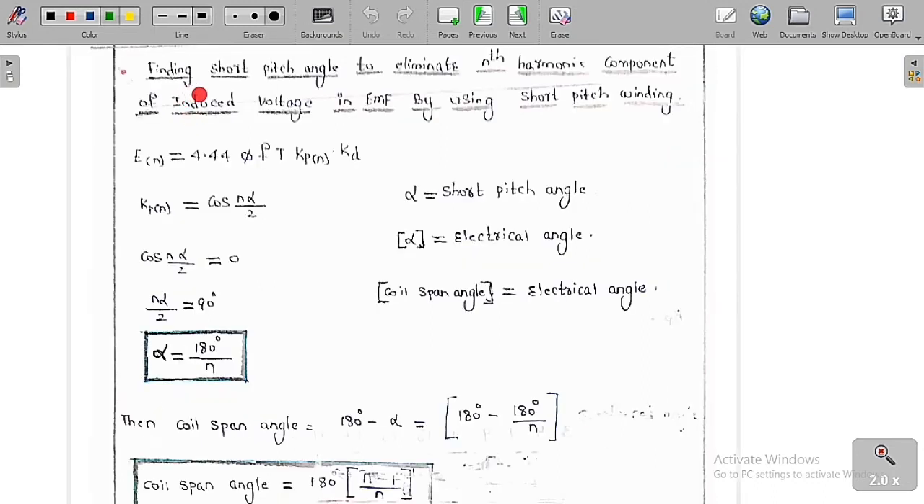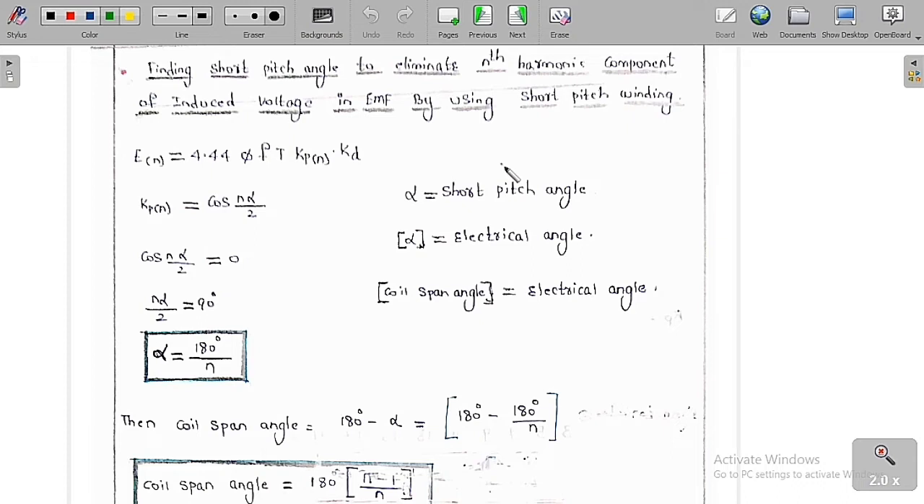Now we are going to find the short pitch angle to eliminate the nth harmonic component of induced voltage, the EMF, by using the short pitch winding. I have already told you that alpha is the short pitch angle.